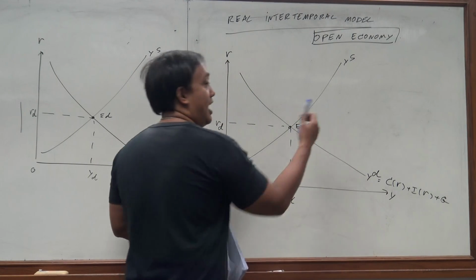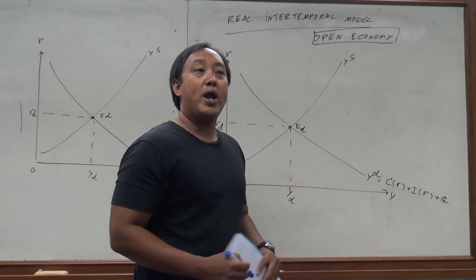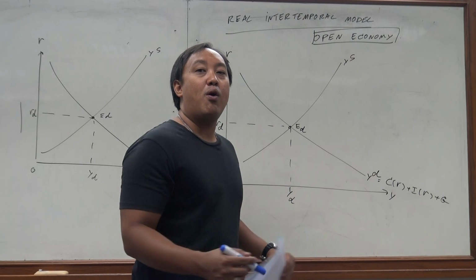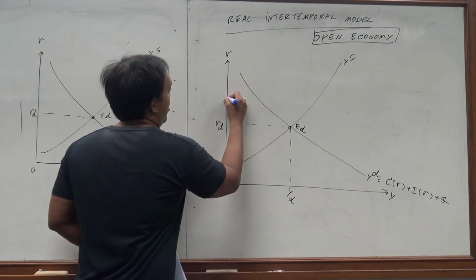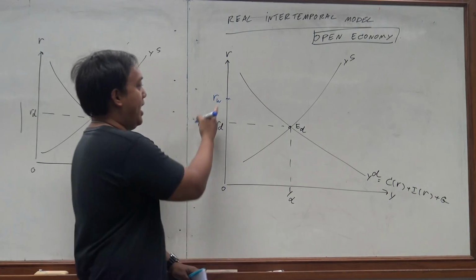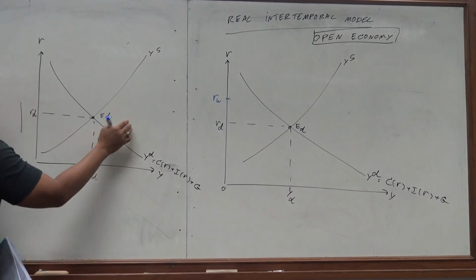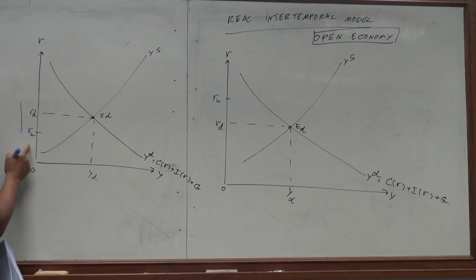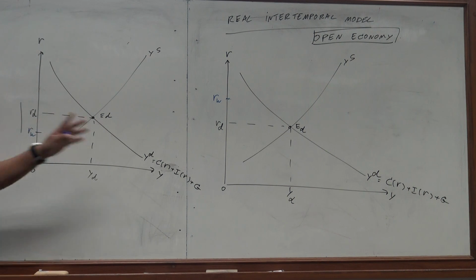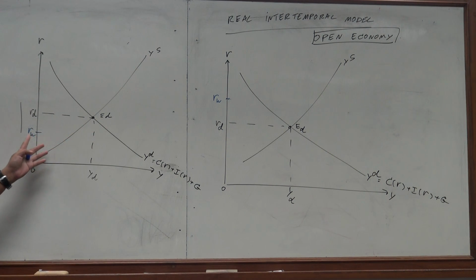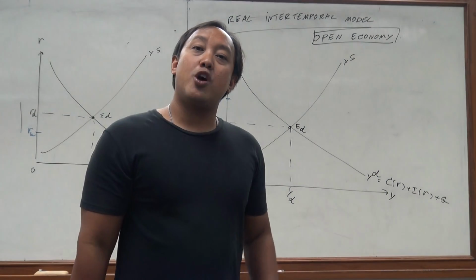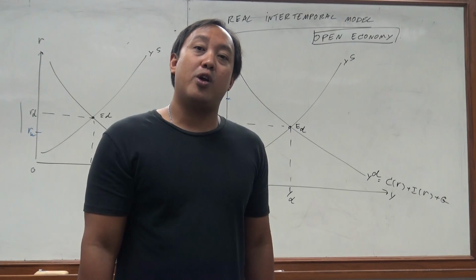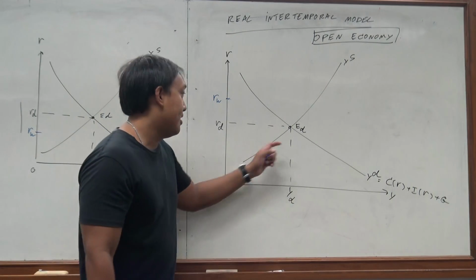First case here, I use the blue color. This is the case when you open your country and you find out that the real interest rate of the world is higher. The real interest rate of the world is higher over here. This one is when you open your country and you find out that the real interest rate of the world is lower. So you have two cases. And again, when you open the country, you need to follow the financial market of the world. You need to follow the real interest rate of the world. So how is it going to be?